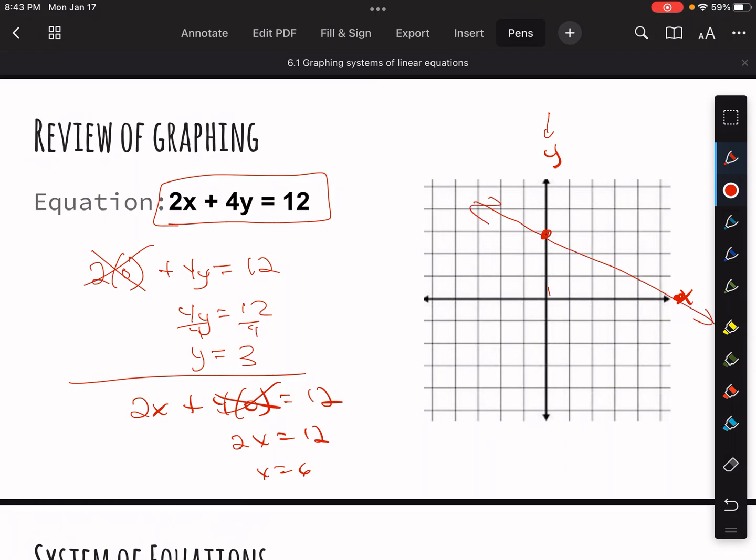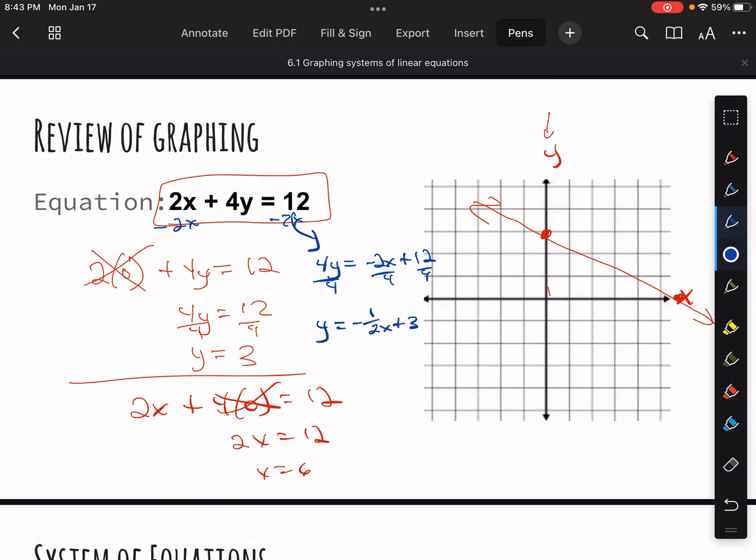The other way to do this is you could solve this for y. So to get y by itself, we'd have to move the x over. So we have 4y is equal to, we could subtract 2x from both sides, and we'd have negative 2x plus 12. And then we can divide everything by 4 to get y by itself. And we'd end up with y is equal to negative 1/2 x plus 3.